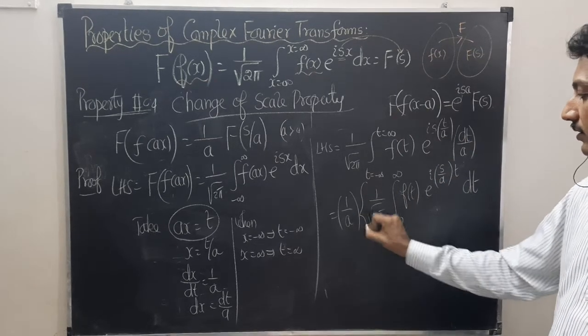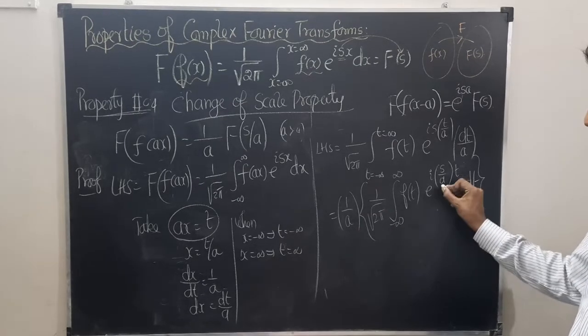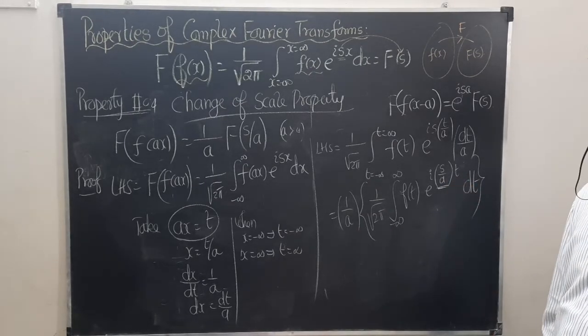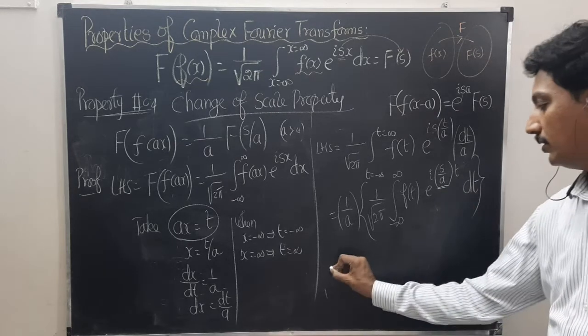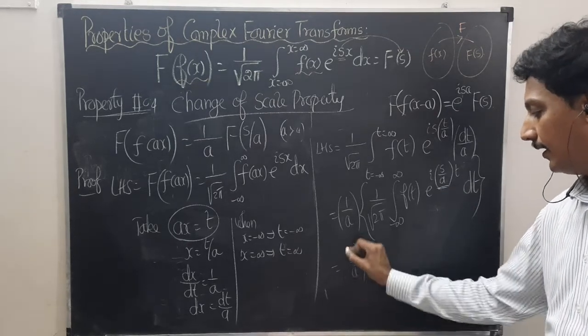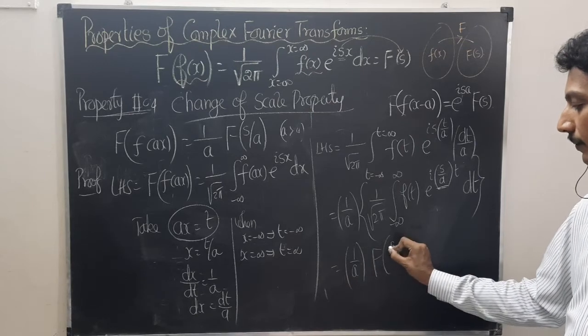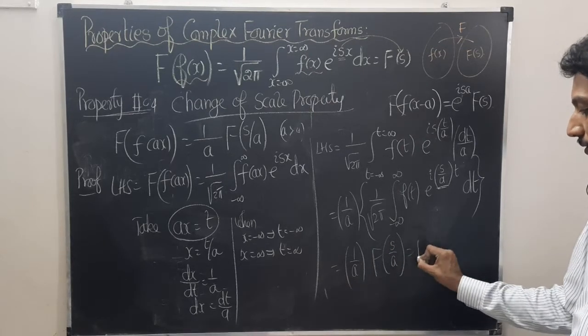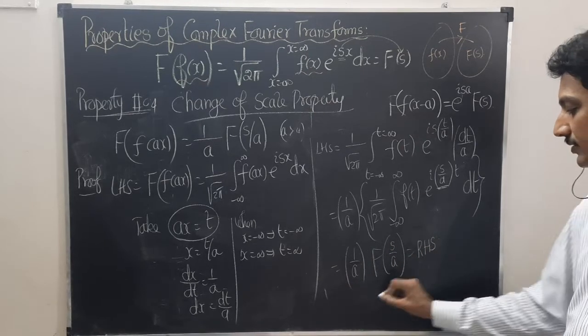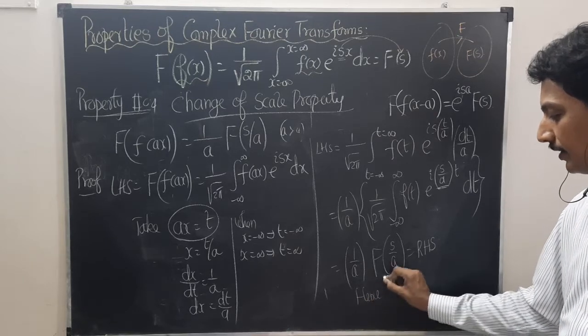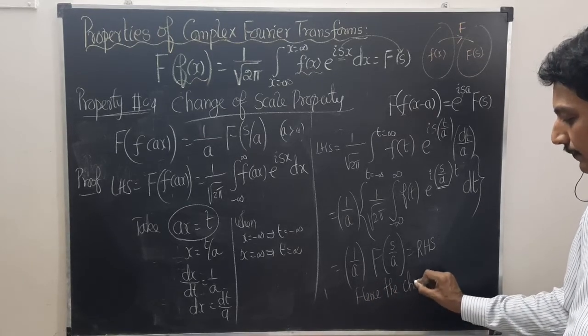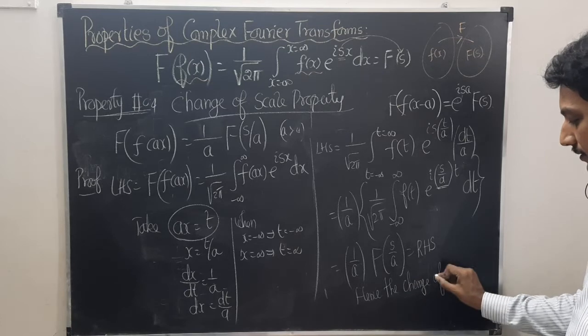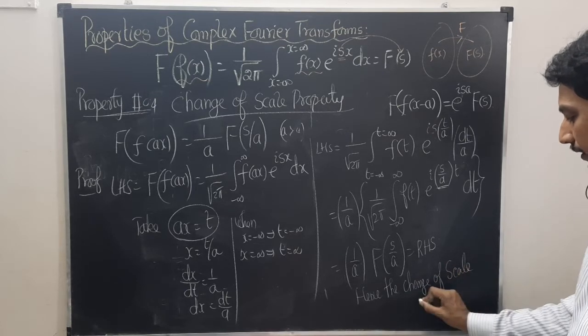So this looks like the Fourier transform of f of t, but the output depends upon the kernel. Here it is s by a, so that's why the output comes as 1 by a into F of s by a. This is the right hand side. Hence the change of scale property.